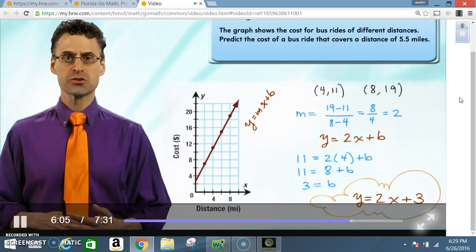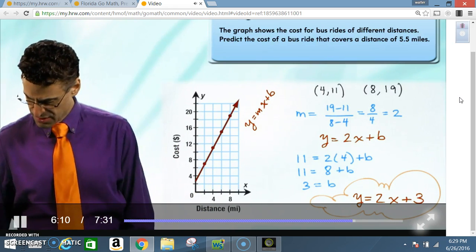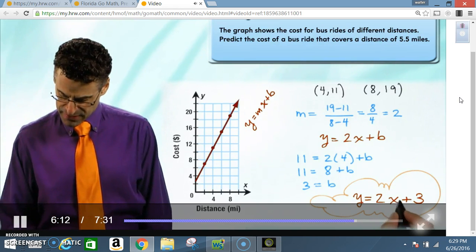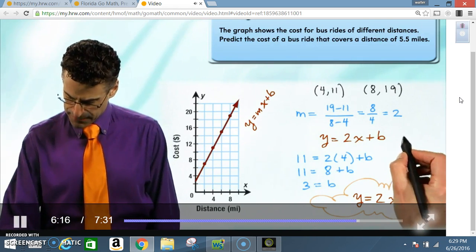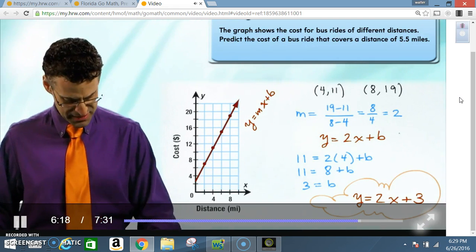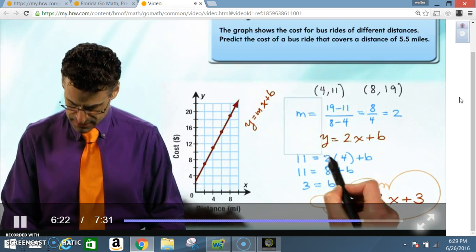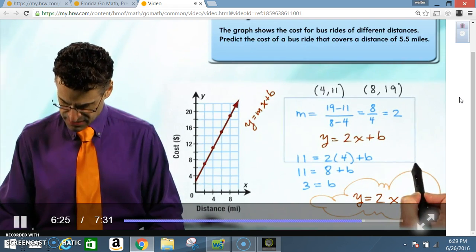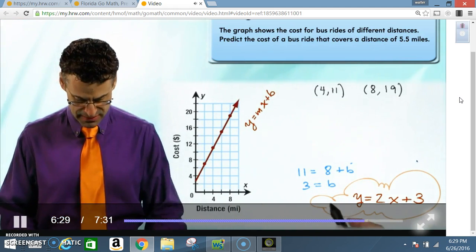And now we can actually answer the question. What's the cost of 5.5 miles? Well, all we have to do is plug in 5.5 for x, and what would we see? Well, we'll see that y, let me make some space here. I want to make a little space because I don't want you to get all crowded in. Let's just get rid of all this stuff. Say goodbye. Goodbye. Okay, and now we have plenty of room to write the following.